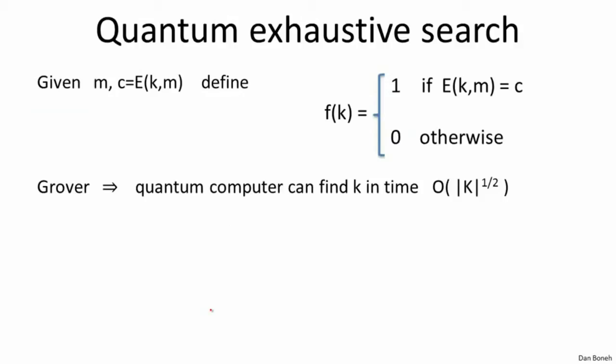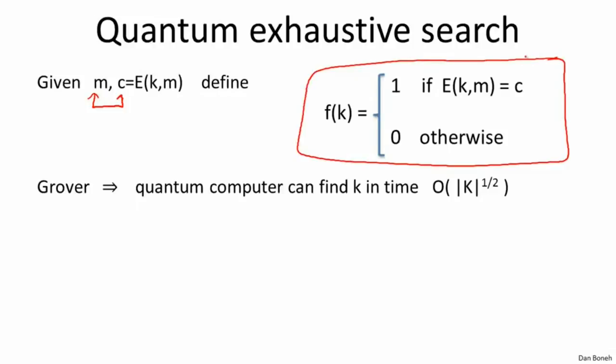All right, so what does this have to do with block ciphers? Well, suppose I give you a message and ciphertext pair. Just one or just a few. We can define a function as follows. It's a function on the key space. The function will output 1 if the encryption of M with K maps to C, and it will output 0 otherwise. Now, this is exactly the type of function that's 1 at one point in the key space, and that's it. So by Grover's algorithm, we can find the secret key in time square root of |K|.